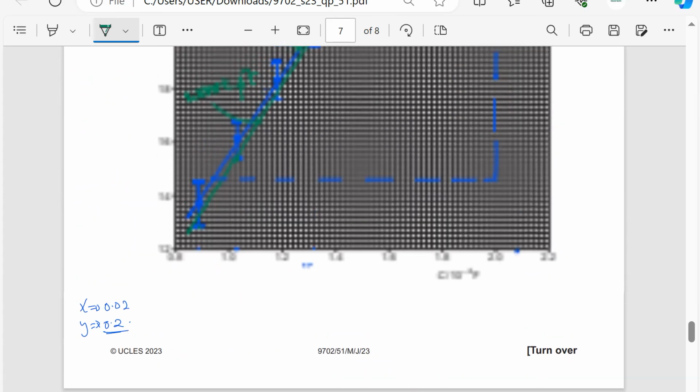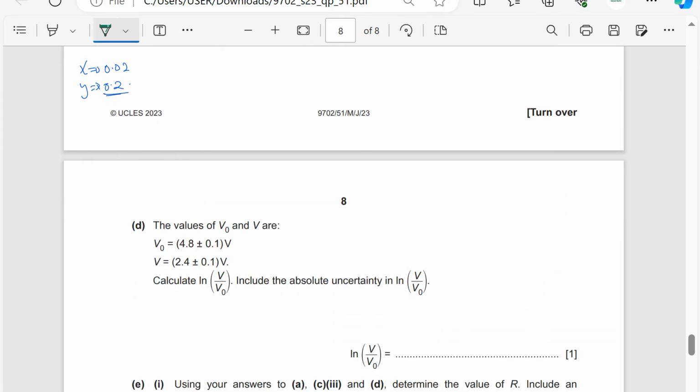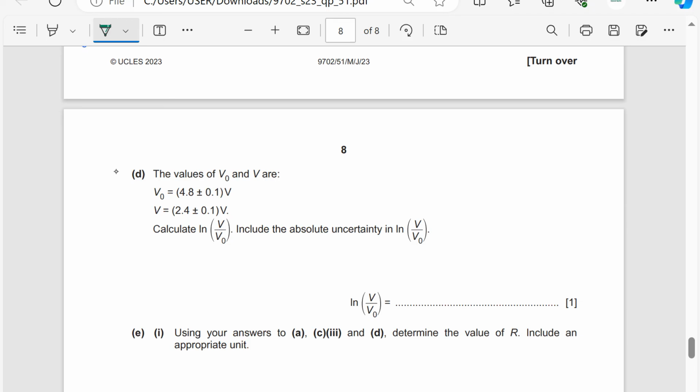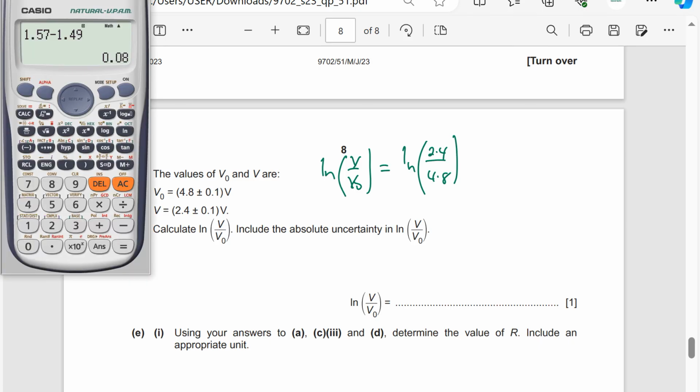Okay, so having found a gradient, now calculate ln of v over v naught, include the absolute uncertainty. To calculate this, I think this is direct, doesn't require the results. So I'll first press the calculator to find ln of v over v naught. Exact values will be ln of v, which is 2.4, over v naught, which is 4.8. So 2.4 divided by 4.8, and I get the ln of the answer, which is negative 0.693.